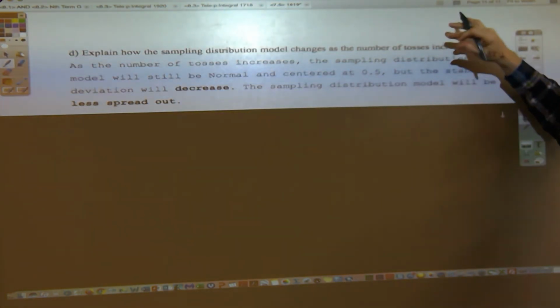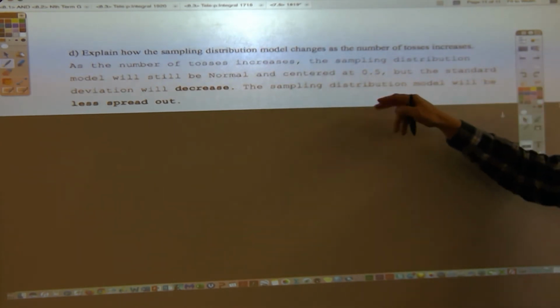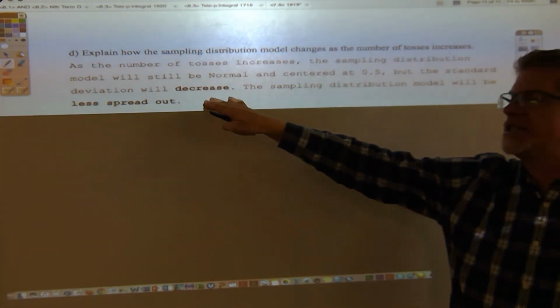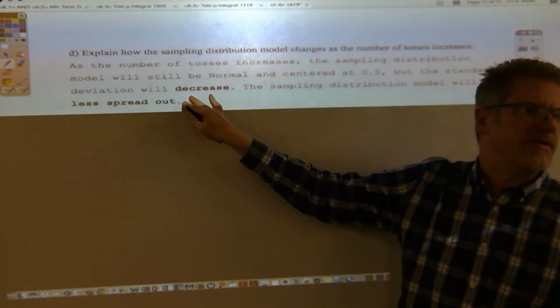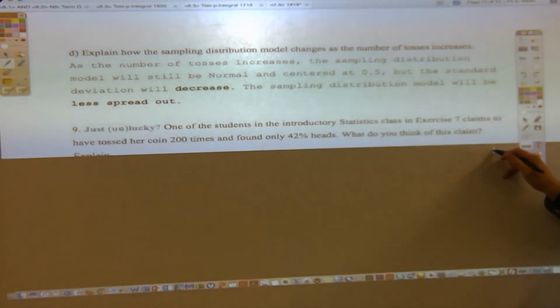But what's going on? As the number of tosses increases, the sampling distribution model will still be normal, centered at 0.5, but the standard deviation, as we've seen, keeps shrinking. The standard deviation goes down and down. The sampling distribution model will be less spread out. We saw that in the applet. We see this in the algebra.